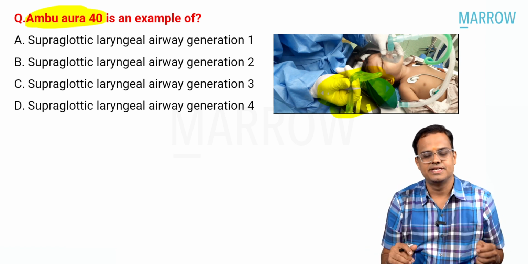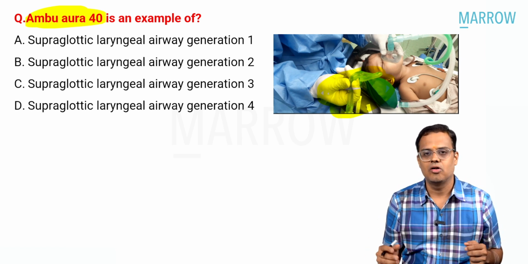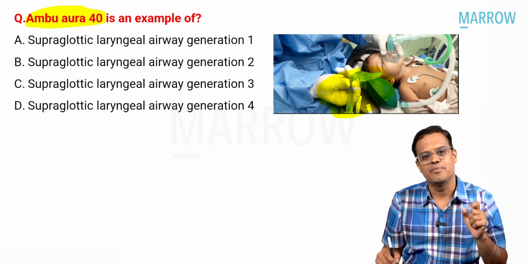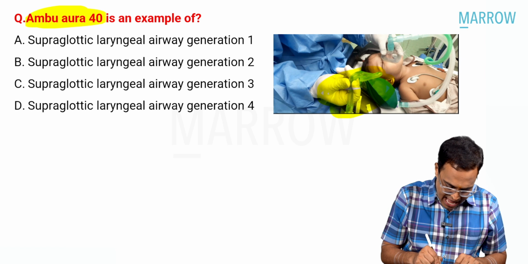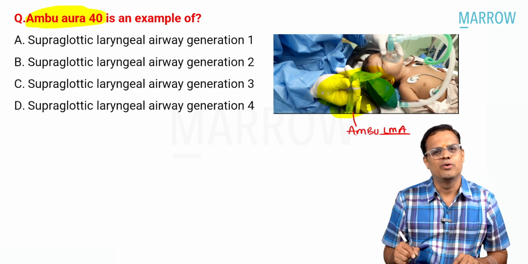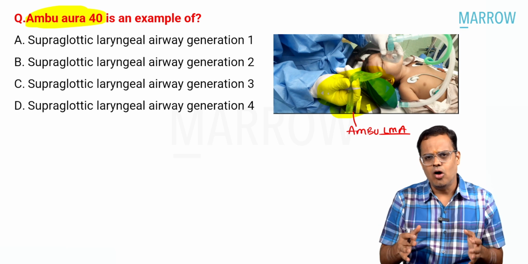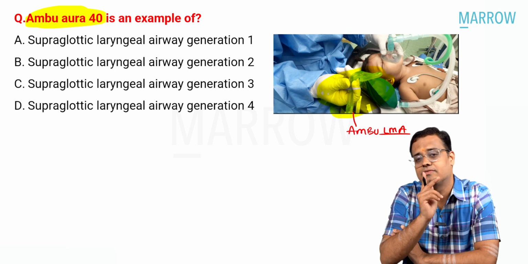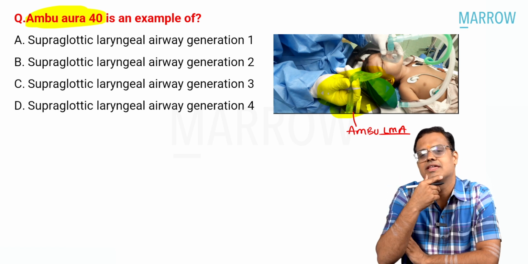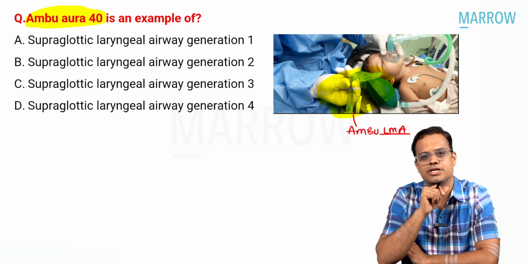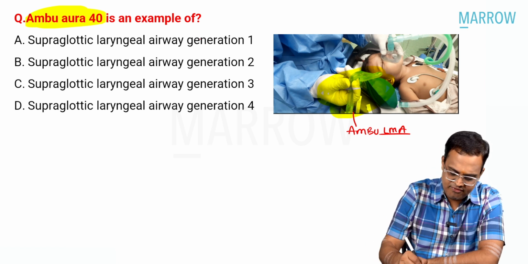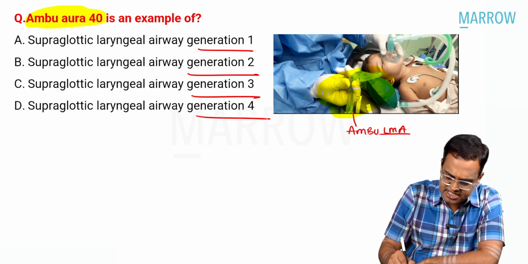In one of the patients, after taking the consent and all the things, I have introduced an LMA. In that LMA insertion video demonstration, I have used this Ambu LMA. I have said it in the video, but I never expected this. Because in the last INI-CET also, there was one question on LMA, asking which of the following is a second generation LMA. Now, here they have asked Ambu Aura is an example of which type of LMA. Is it a first generation, second generation, third generation, fourth generation?